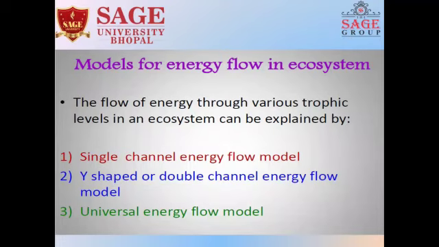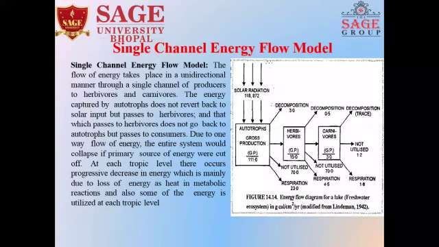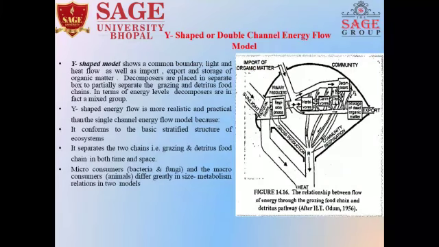Single channel energy flow model. Energy captured by autotrophs does not revert back to the solar input but passes to herbivores. This is what is called the single channel energy flow model, in one direction. Second is the Y-shaped or double channel energy flow model. Y-shaped energy flow is more realistic and practical than the single channel energy flow model. Why? Because it conforms to the basic stratified structure of the ecosystem. Second, it separates the two chains, that is grazing and detritus food chains, in both time and space.